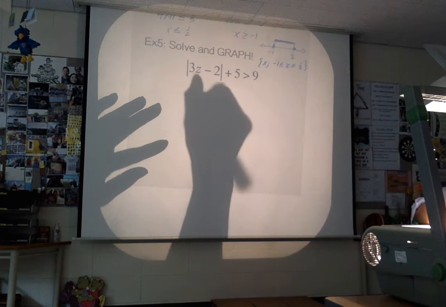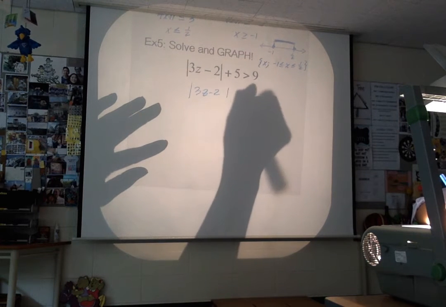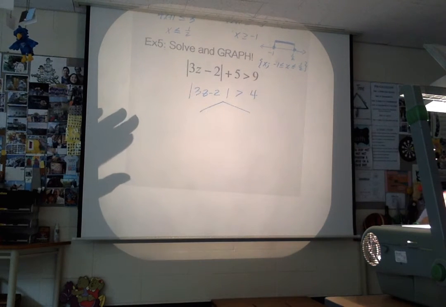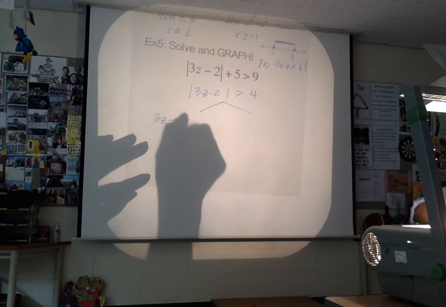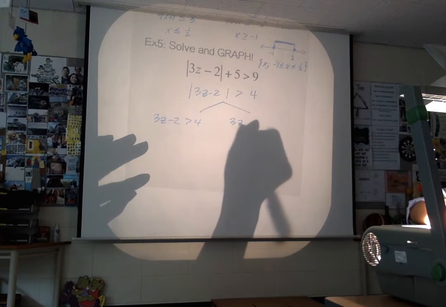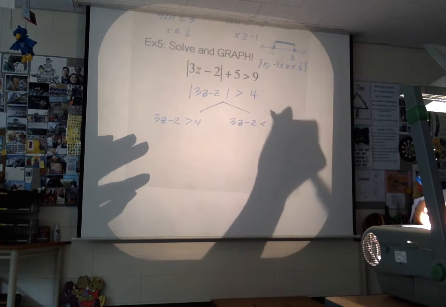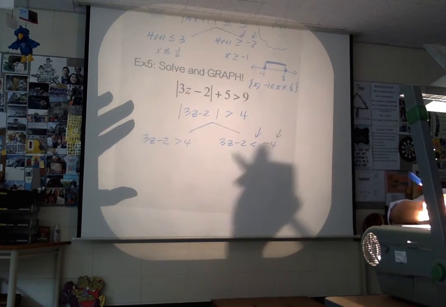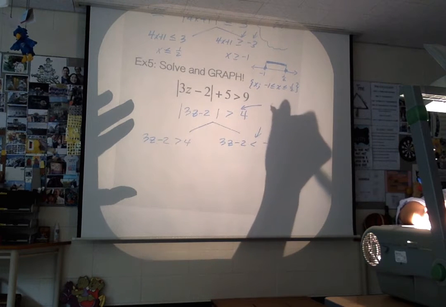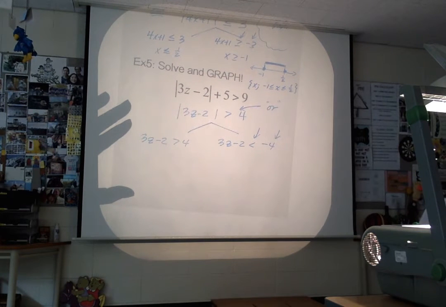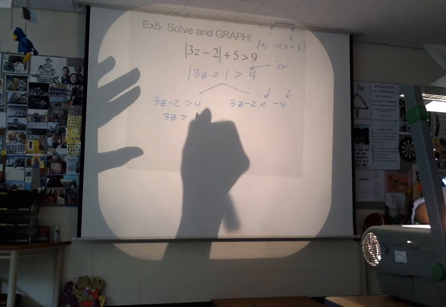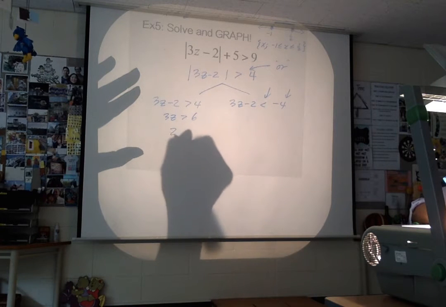Subtract 5 on both sides first, right? So absolute value of 3z minus 2 is greater than 4. Okay? Separate. If you want to try it and check it back with me, then stop the video right now. 3z minus 2 is greater than 4. 3z minus 2 is less than negative 4. Change, right? Opposite, okay? And you guys, at this stage, we could say we should expect an OR graph, okay? So we solve this all the way. We get 3z is greater than 6. So z is greater than 2.